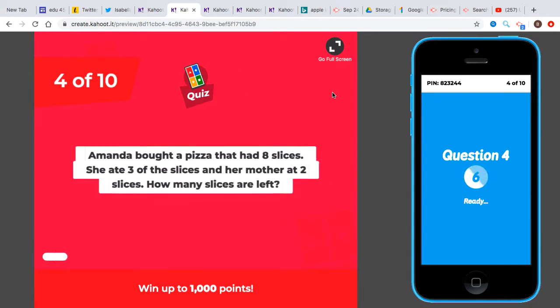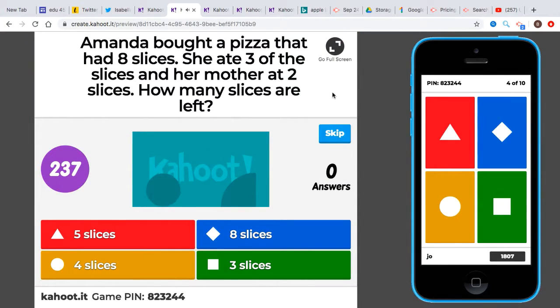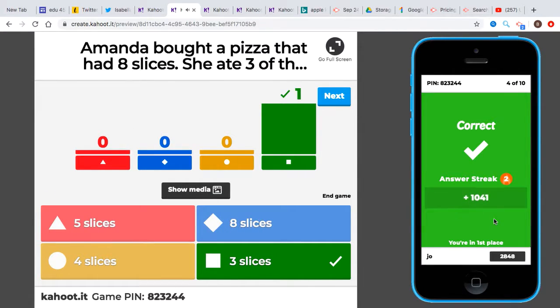Press next. Amanda bought a pizza that had 8 slices. She ate 3 of the slices, and her mother ate 2 slices. How many slices are left? So this problem is a little bit more abstract because it's not just a number minus a number, it's a number minus a number minus another number. So we can easily see that it's 8 minus 5, but it might be a little bit more difficult for 2nd grade students. So 8 minus 5 is 3. So you can go over here, see the 3, press it here, and that's the correct answer. All right.